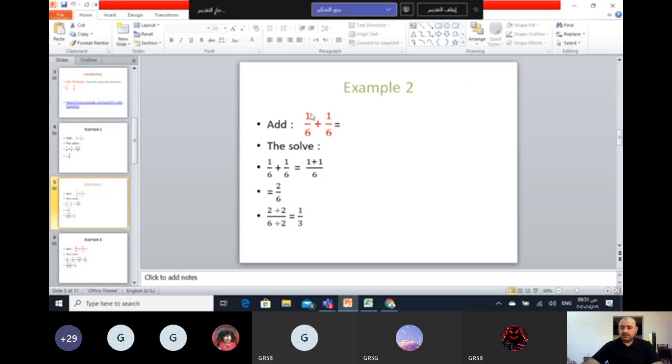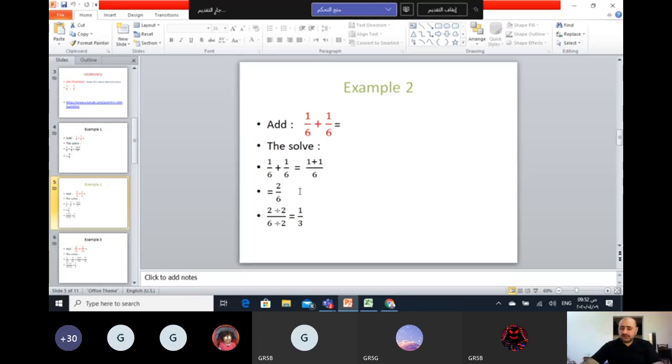The second example, I want to add. As you see here, we have 1 over 6 plus 1 over 6. Use the rule to add the like fractions. So what I do: 1 over 6 plus 1 over 6 equals, put the same denominator. Here you have 6, here you have 6. Then add the numerators. 1 plus 1 will be 2. So I have now 2 over 6.